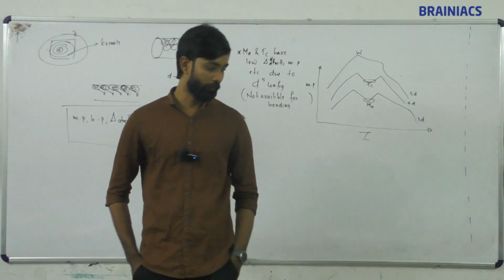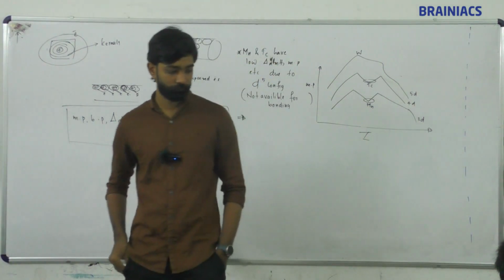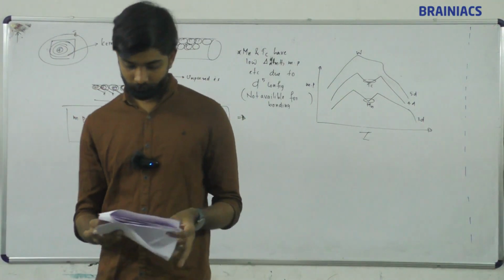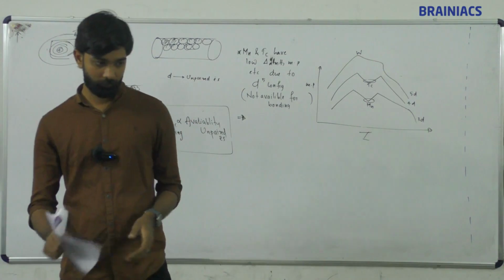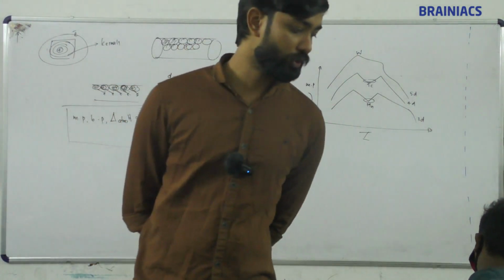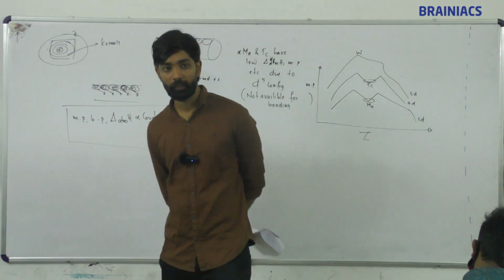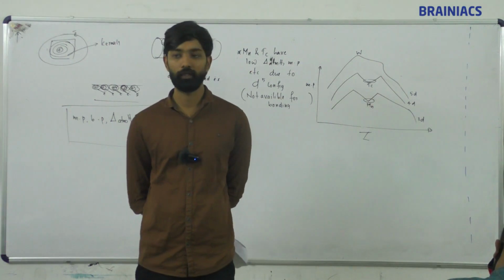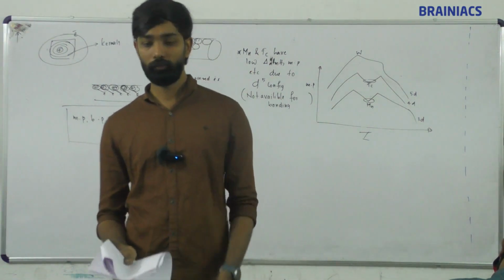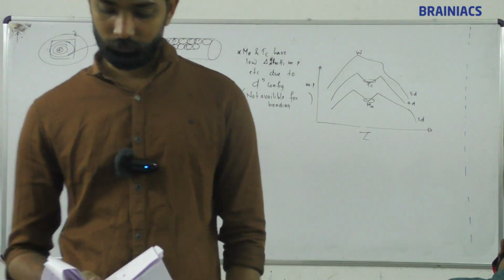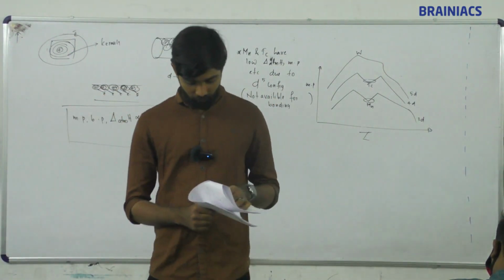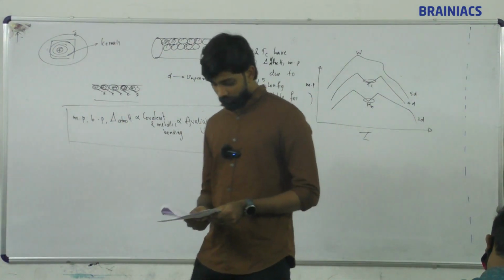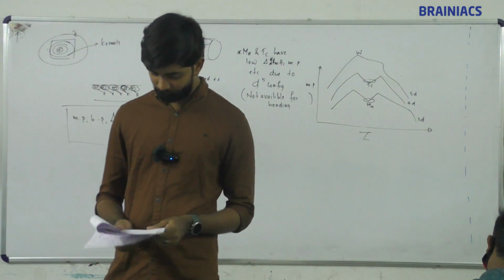The next physical property. They almost show the properties of a typical metal, like high melting point, high boiling point, high tensile strength, ductility, malleability, like that. So write down high tensile strength, ductility, malleability.